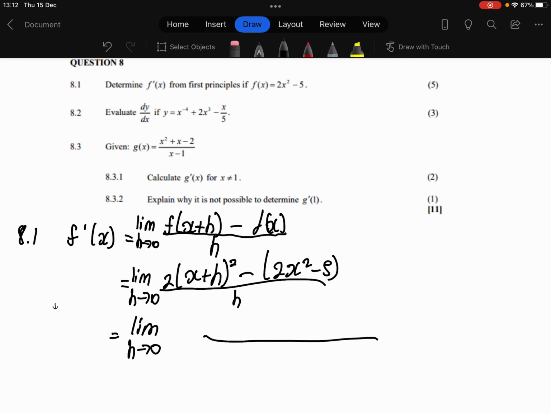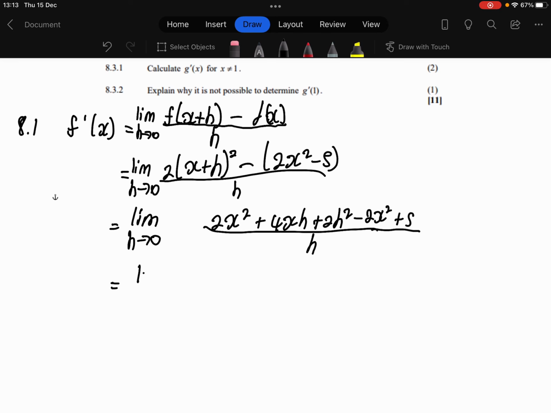Okay, so for now we're just going to simplify this equation. We're going to multiply the bracket out and multiply the 2 within in one step. So we'll get 2x squared plus 4xh plus 2h squared minus 2x squared plus 5, all over h. The next step here is to simplify the equation as much as possible. So the 2x squared will cancel out the negative 2x squared, and all the others are unlike terms, so we'll bring it down. 4xh plus 2h squared plus 5 all over h.